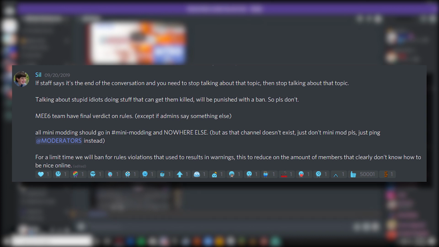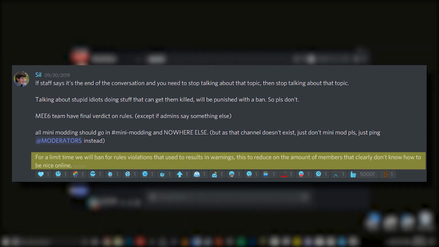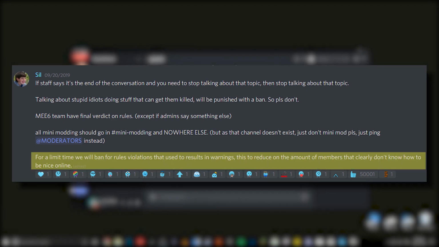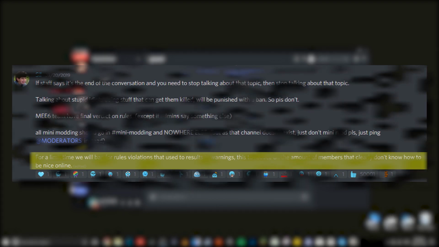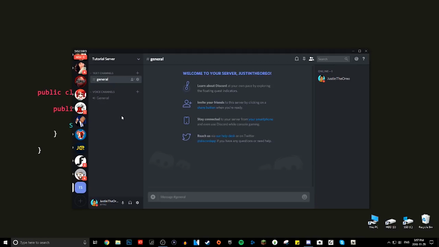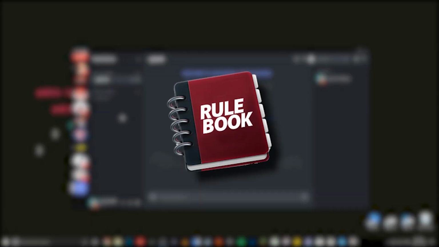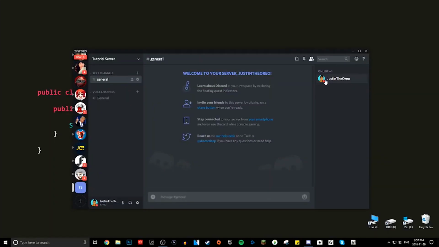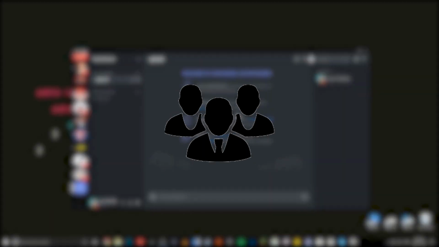Just ping moderators instead. For a limited time, we will ban for rule violations that used to result in warnings, this to reduce the amount of members that clearly don't know how to be nice online. Now, I'll admit, I might sound a bit petty when saying all of this, but when I originally read that policy, coming from a person who's on the Mee6 team, this written out seems kind of unprofessional.